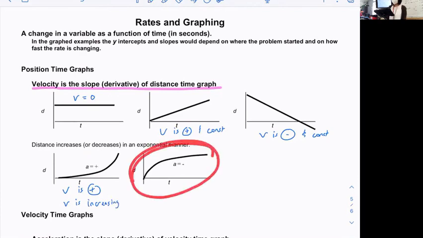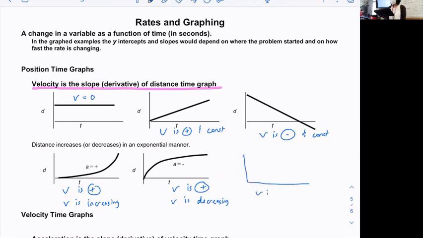What if I were to do my descriptors for this graph? For this graph, my velocity is what? It's still a positive velocity, but velocity is decreasing. Okay, so now I'm going to give you the descriptor. Velocity is negative. Velocity is increasing. Can you sketch that out? There's my descriptor. What would that look like?